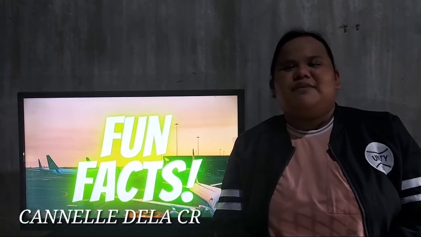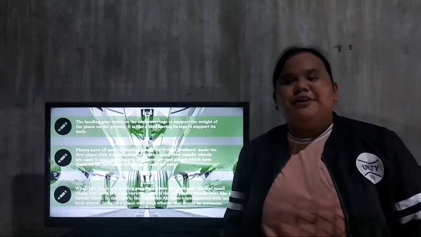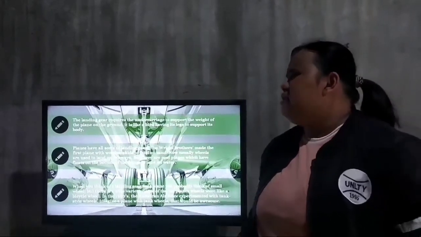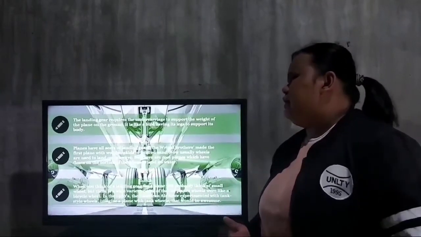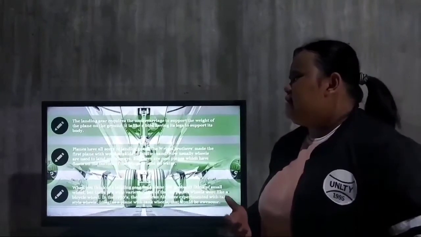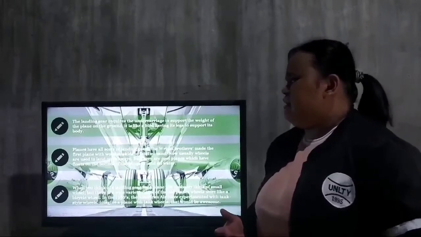Here are some fun facts about undercarriage structure. First fun fact is that landing gear requires the undercarriage to support the weight of the plane on the ground. It is like a bird having its leg to support its body.